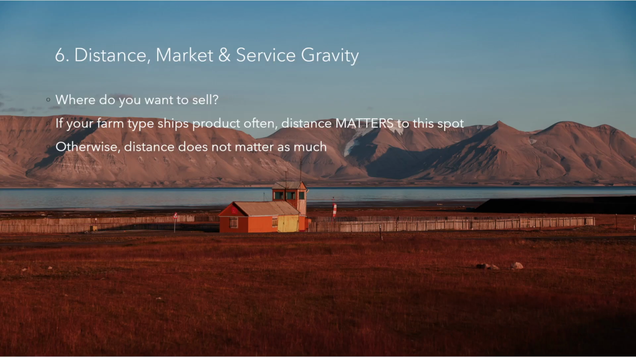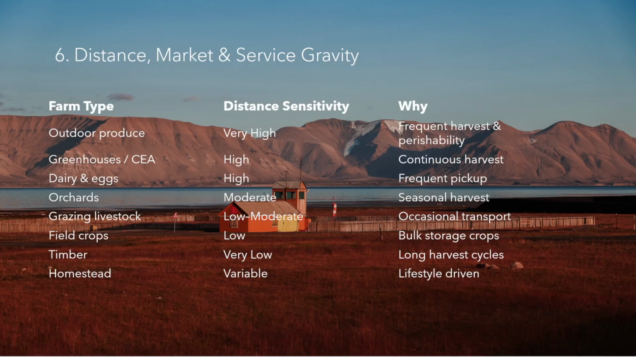The sixth is distance. So where do you want to sell, and how close is your farm to that spot? Pretty self-explanatory, but how much it matters for each farm is different. For example, and I have a slide for this, if you have outdoor produce, the distance sensitivity is pretty high because you're going to be moving those crops quite frequently. You want to be near the area you want to sell to.